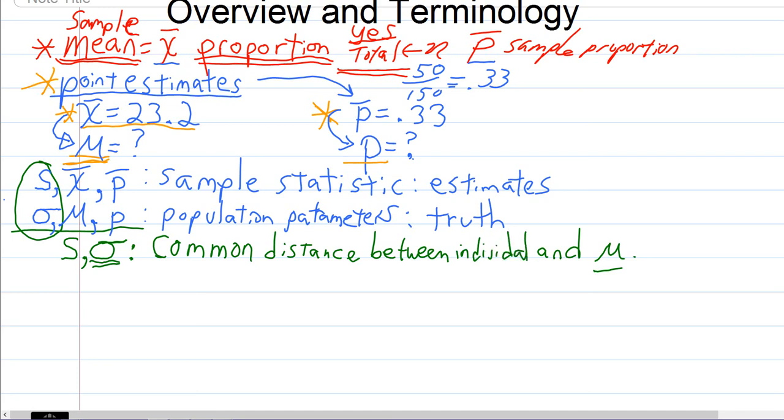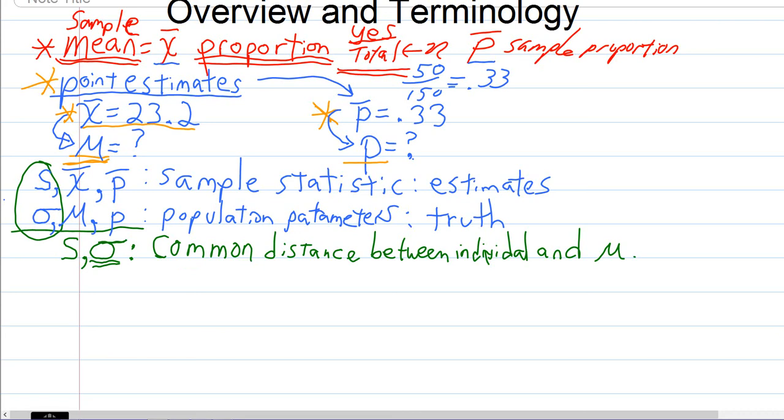Individual and the truth. All right. So it's common for an individual person to be about 3 inches away from the average. It's less common, but still happens, that sometimes somebody would be 6 inches above average or 6 inches below average. But what we mean by common distance is most of the time people are going to be within one standard deviation.